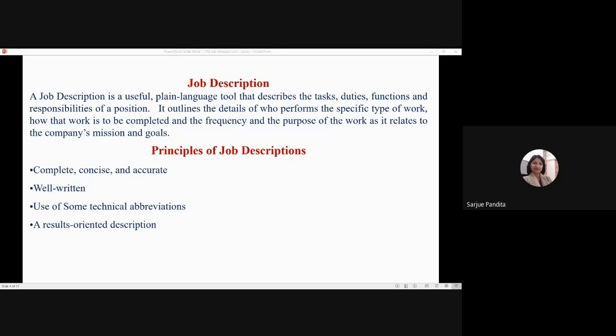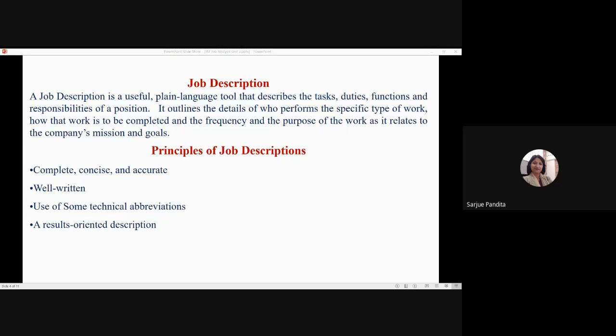When we talk about that, it has to be complete and concise, so that accurate job descriptions will help classify each position and will serve as the basis for recruiting, training, and evaluating employees, and as a guide for developing performance standards. Then second is well written. When we talk about that, it has to be well written.